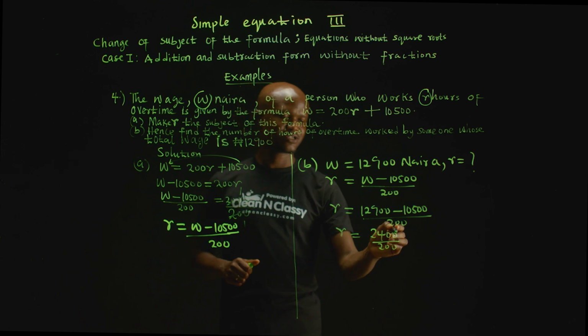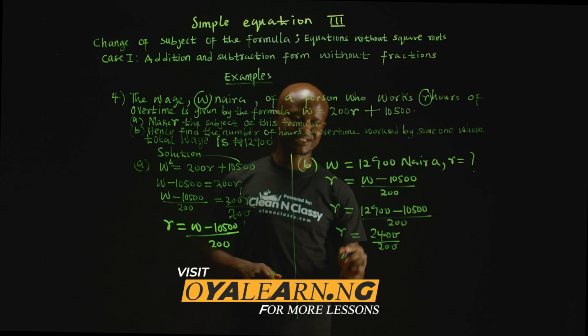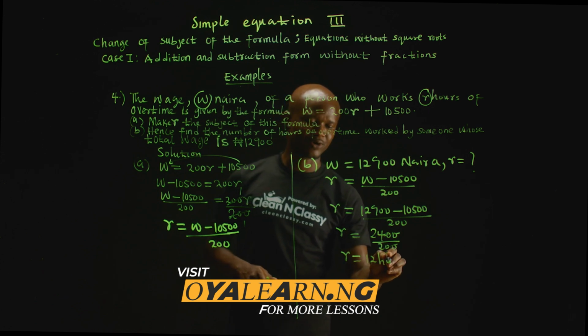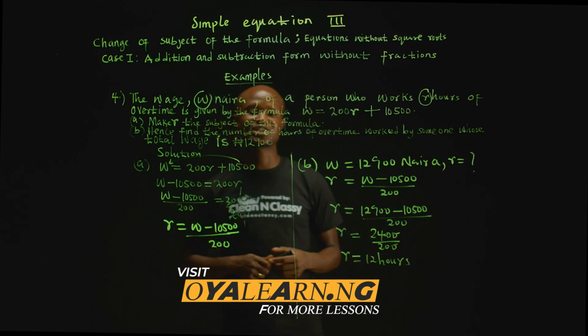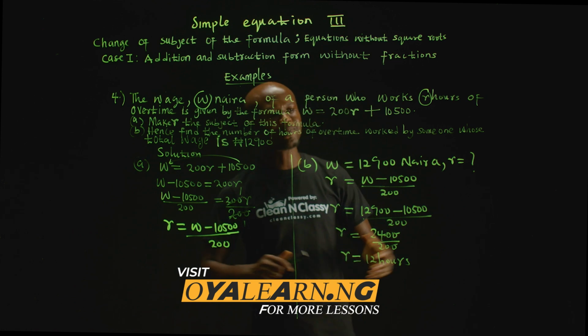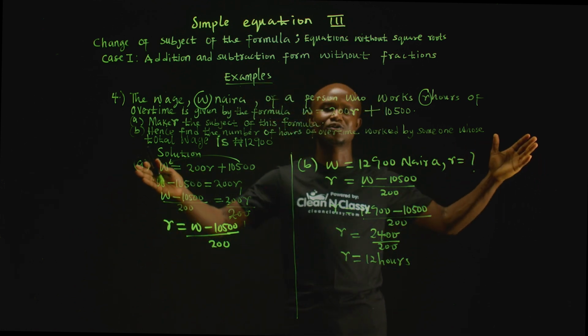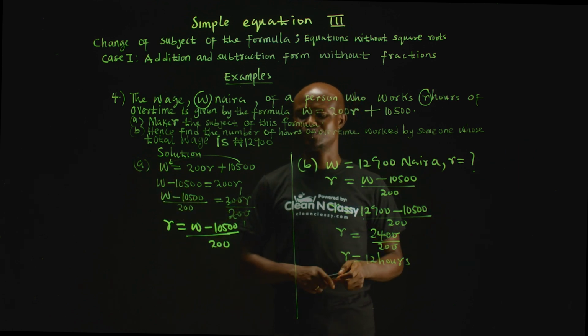Now for this, the zeros will cancel out. 24 divided by 2 is 12. So R equals 12 hours. So it means that if the total wage is 12,900, then the number of overtime hours worked is 12 hours. That is the solution of the problem.